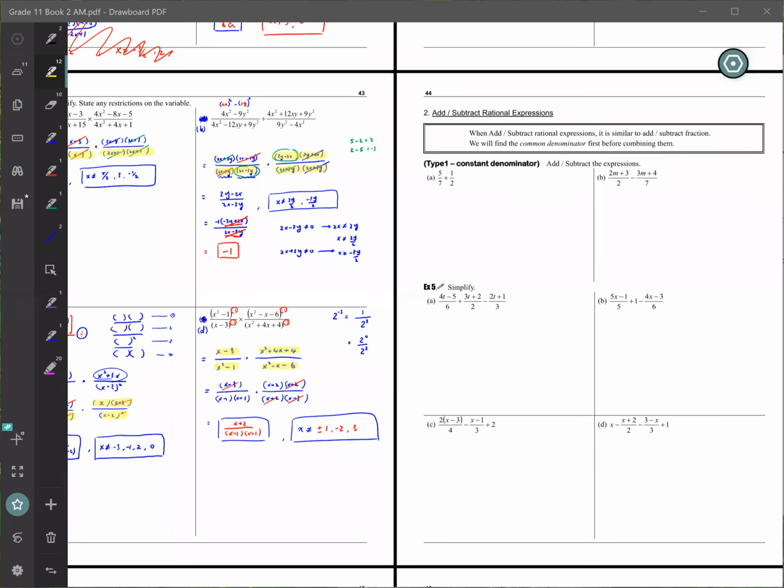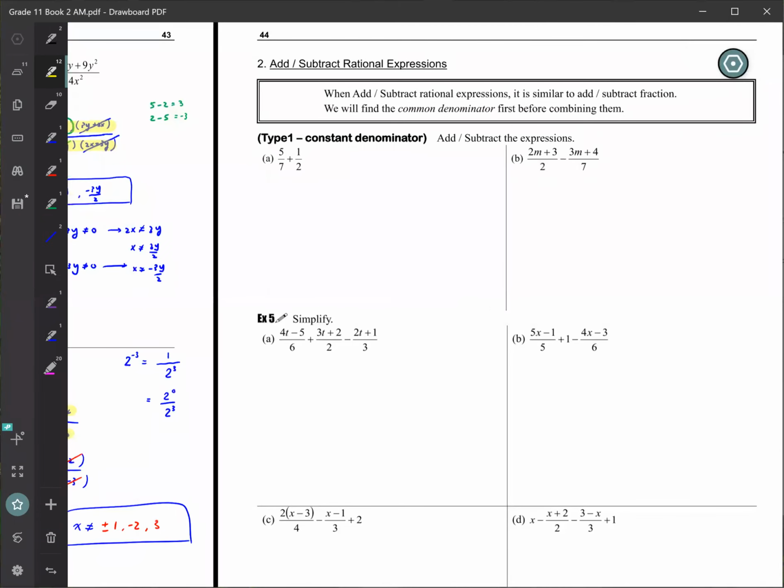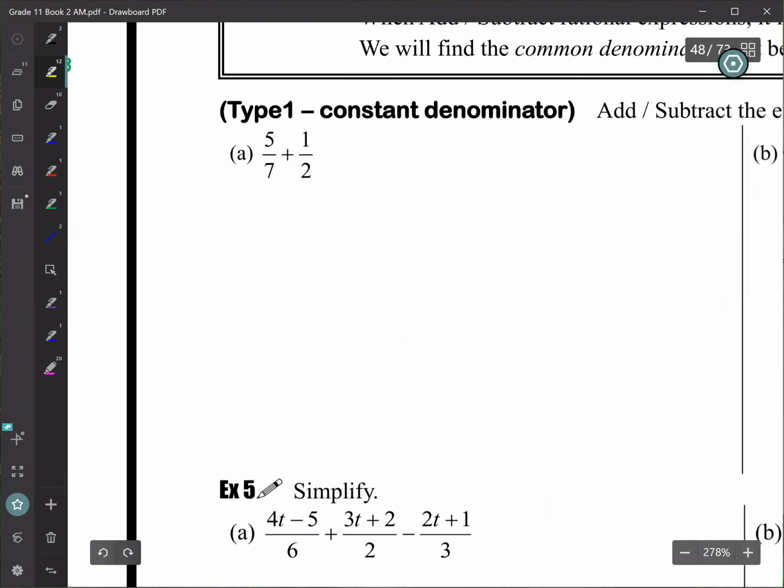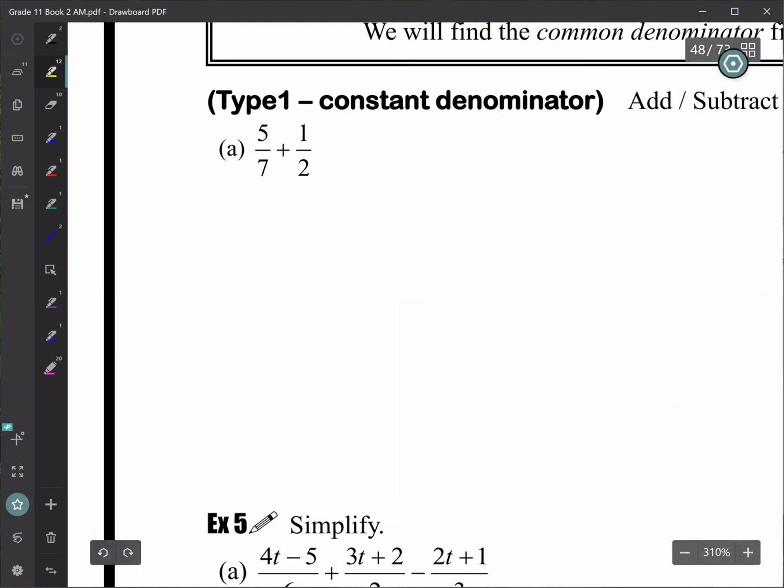Okay, so page 44, add and subtract rational expressions. Just like multiplying and dividing, we use our normal fractions to understand how to do it, how to reduce. Same with add and subtract. We'll first look at how we add two fractions. So let's ask Aaron, how do you add two fractions like this one?